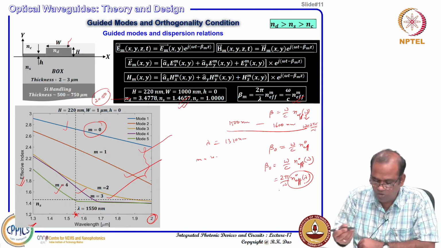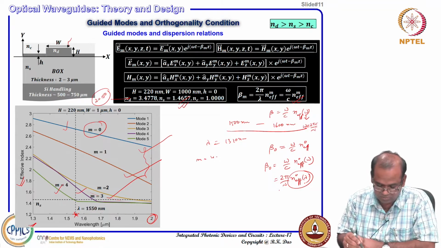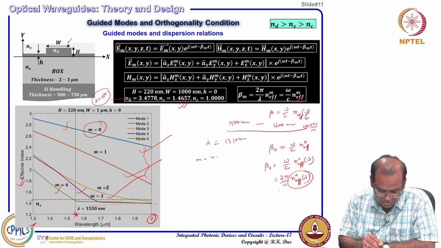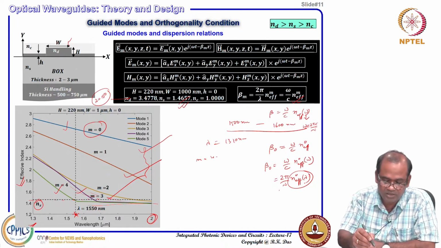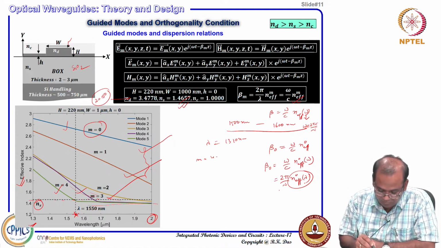And for the next mode, if you calculate the effective index as a function of lambda, it is coming like that, and this way and this way, and then it is like this. And here this dashed line is marked at NS. NS means substrate refractive index, that means silicon dioxide refractive index. You are getting a solution sometimes.